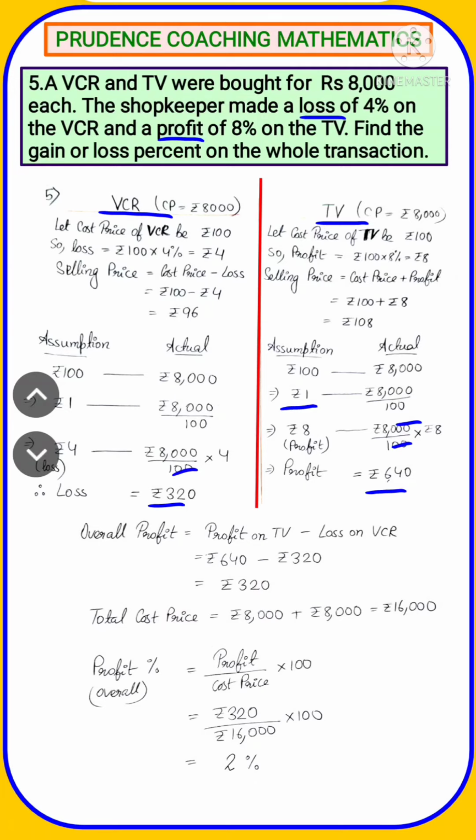Now we need to find out profit or loss percent on the overall transaction. As you can see here, overall this is profit, so we will find out profit percentage, and we know the formula for profit percentage, that is profit divided by CP into 100. So here overall profit is rupees 320 and overall cost price is 16,000. So 320 divided by 16,000 into 100. Now we will just calculate. Here 3 zeros and 3 zeros will be cancelled. 16 into 2 will be 32. So we are getting 2%. So our answer will be 2%.